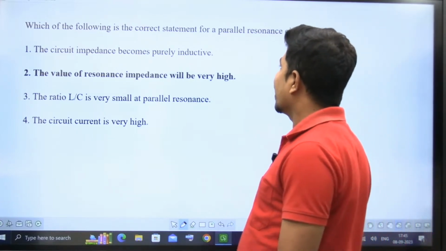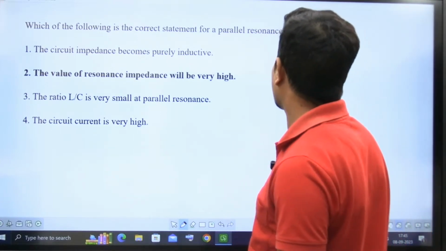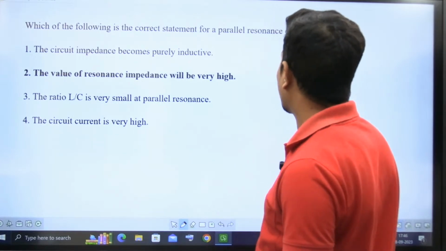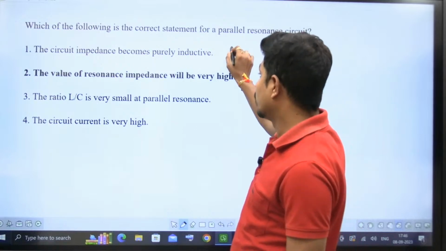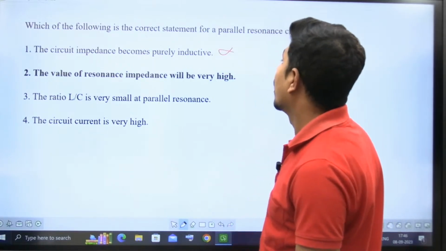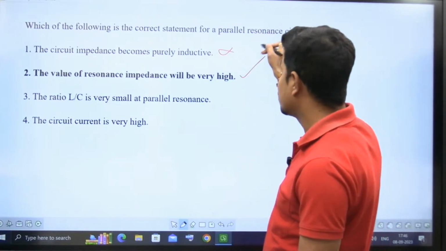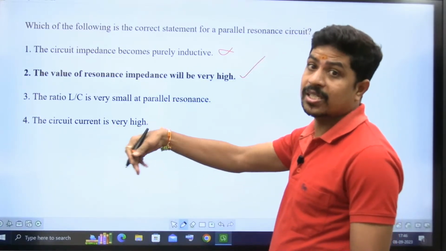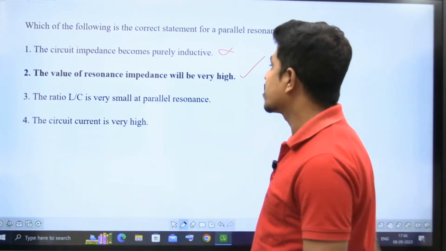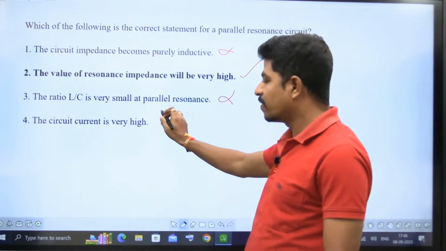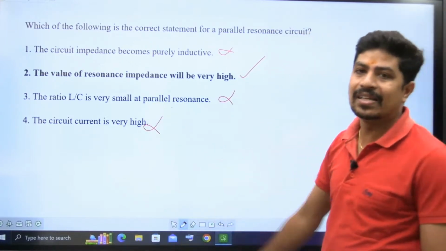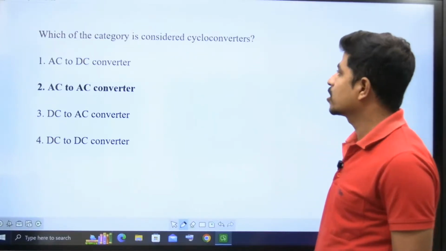Which of the following is the correct statement for a parallel resonance circuit? For a parallel resonance circuit, the circuit impedance becomes purely inductive. No, this is absolutely wrong. The value of resonance impedance will be very high. Yes, previously itself we saw the impedance is infinite if you are taking only L and C. The ratio of L to C is very small. No. The circuit current is very high. No, wrong. Current is very less in parallel resonance. Let's go to the next question.